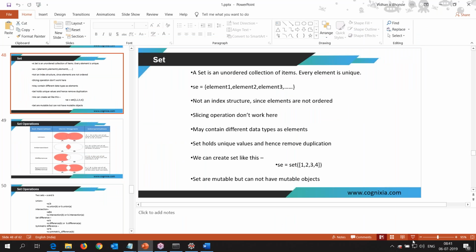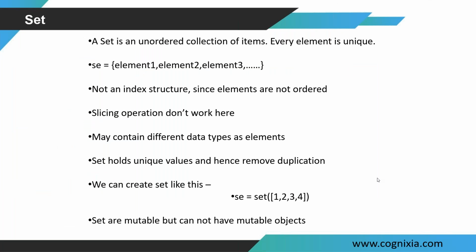You can read here a few of the points. A set is an unordered collection of items. Every element is unique. The second point is how we create a set. A set is not an indexed structure since elements are not ordered, so obviously the slicing operation does not work here. A set may contain different data types as elements, so it's a unique collection of different data types. A set holds unique values and hence removes duplication. We can also create a set like this, by passing it for the conversion, as we have done.